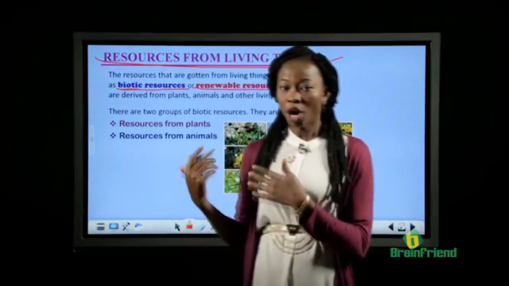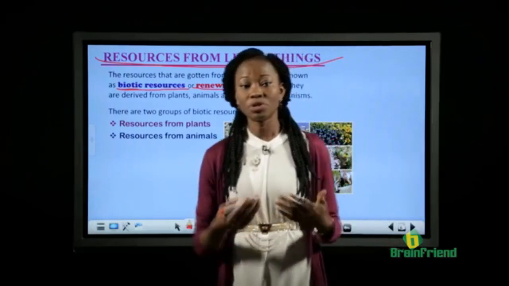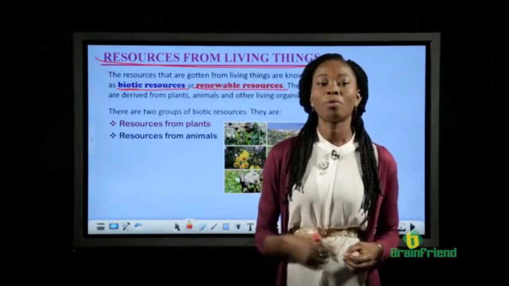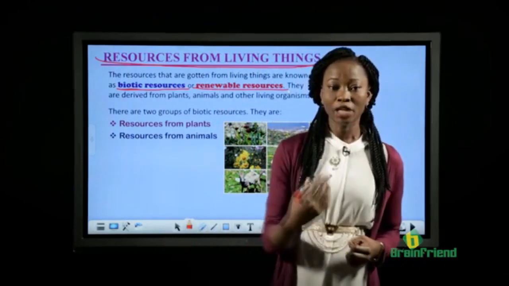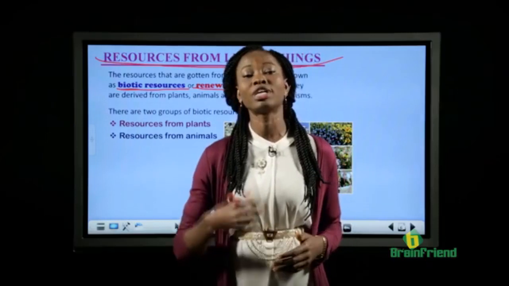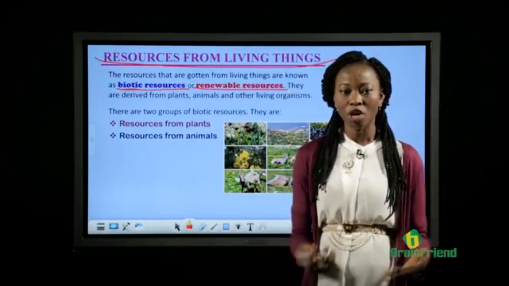So it is common that living organisms, when they grow to maturity, reproduce, and we keep having them around us. Plants, for example, we can always produce or get new plants from old ones. Animals as well can always give birth to young ones, so they keep replacing themselves whenever we use them.